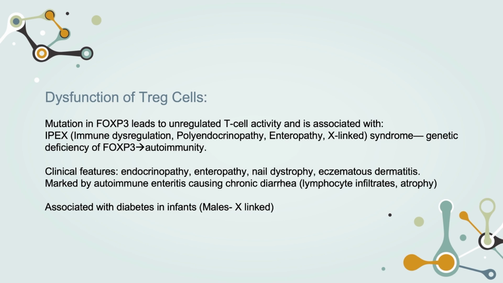Now, besides endocrinopathy and enteropathy, you might see nail dystrophy and eczematous dermatitis. Now, if you perform a biopsy of the intestine, you might see lymphocyte infiltrate and atrophy of the intestine, right? Now, like I said earlier, as there'll be endocrinopathy, the presenting feature could be diabetes in infants. Now, as it is an X-linked disease, only males are affected, all right?